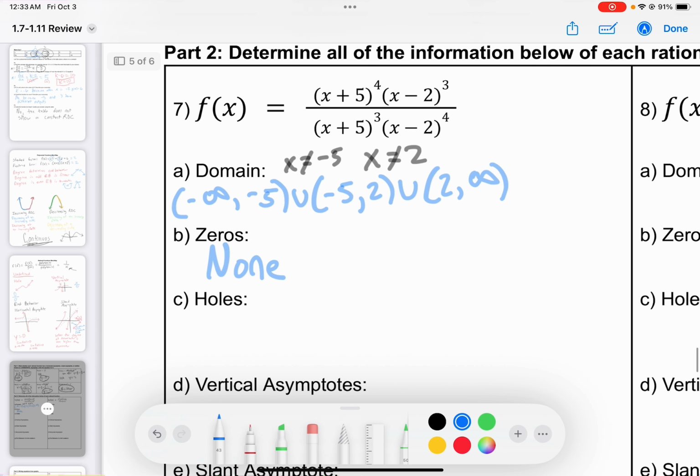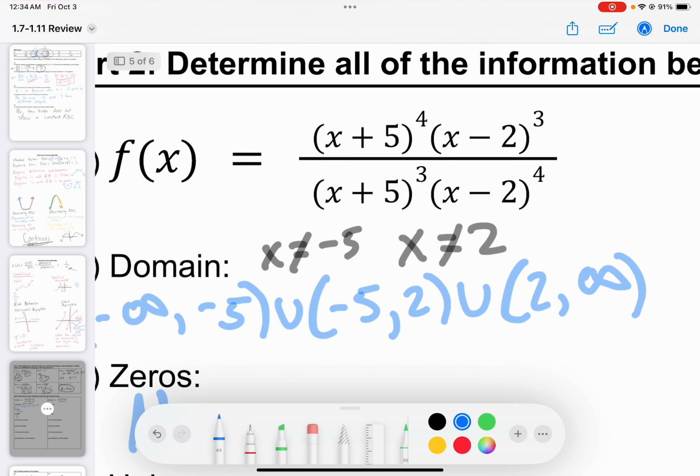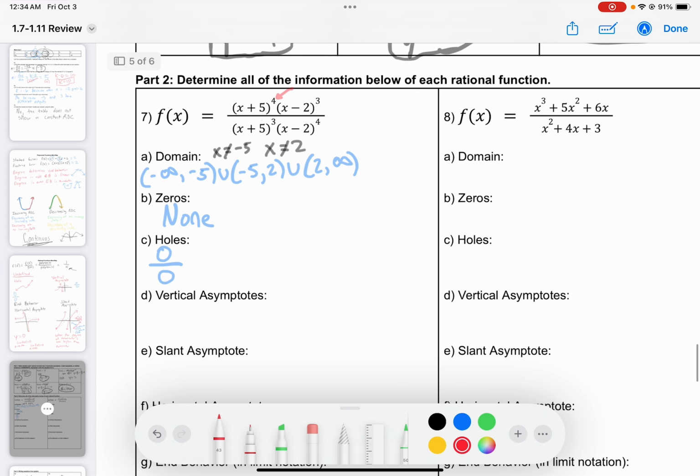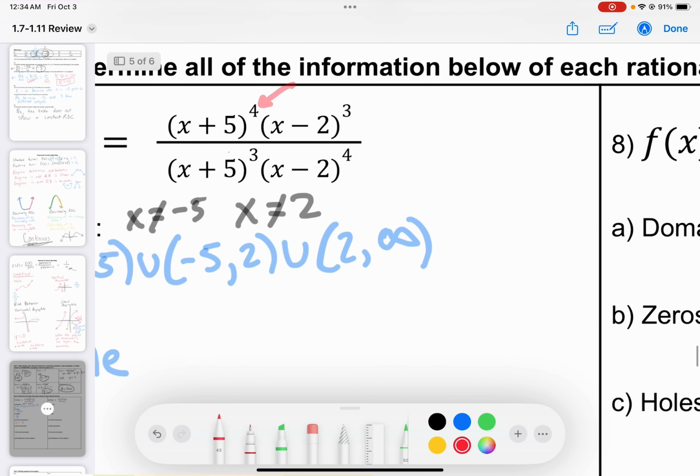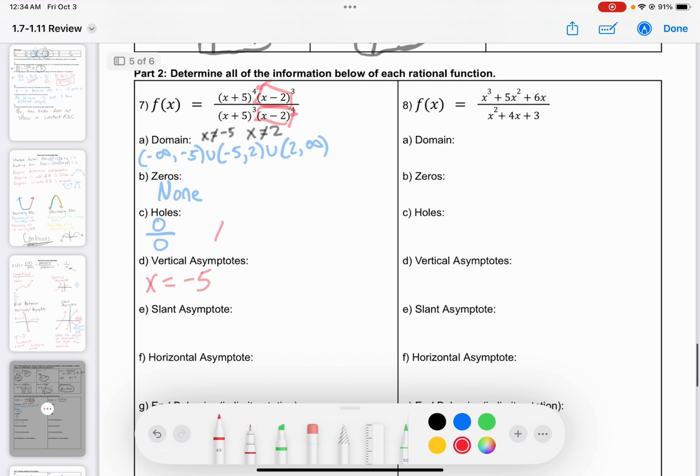All right, holes. Now, holes, we said 0 over 0, but there's an exception to that rule, when the multiplicity is higher in the numerator. So let's look at x plus 5. We have this here and here, but the degree of this factor is higher in the numerator. So that's actually going to result in a vertical asymptote. We might as well just fill that in while we're doing it. There's a vertical asymptote at x equals negative 5. Now, here, the degree is higher in the denominator, right? So this will be a hole here at x equals 2.